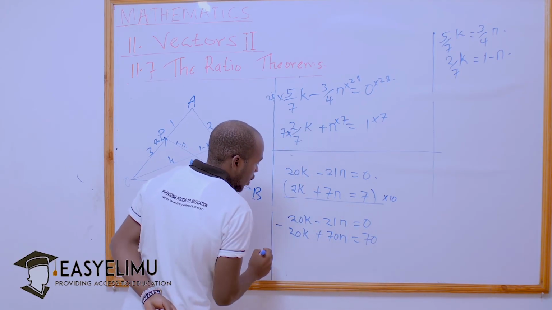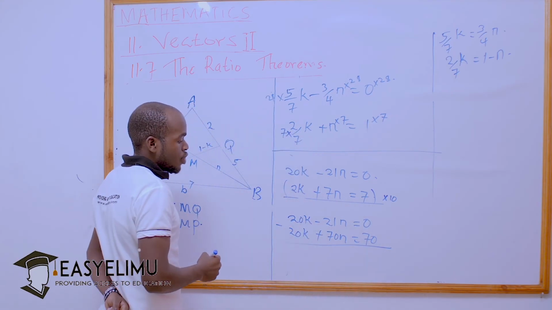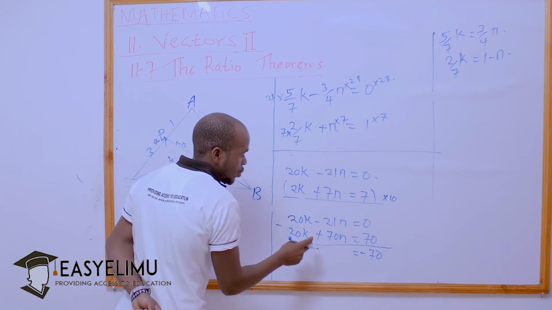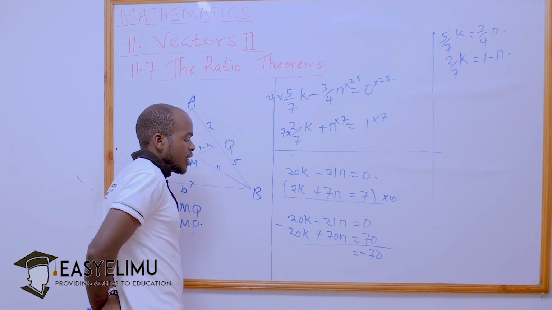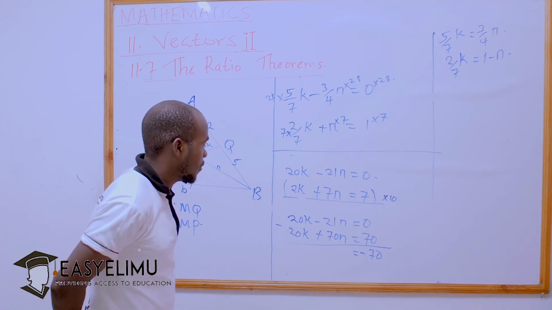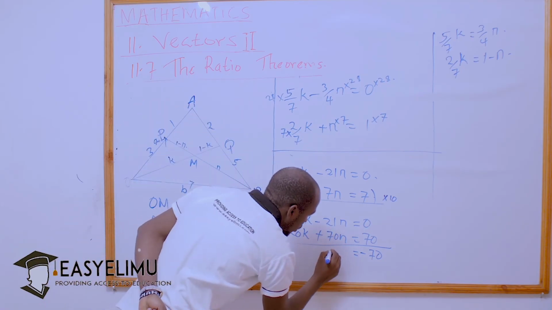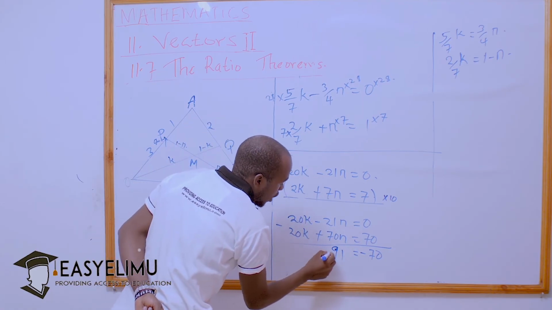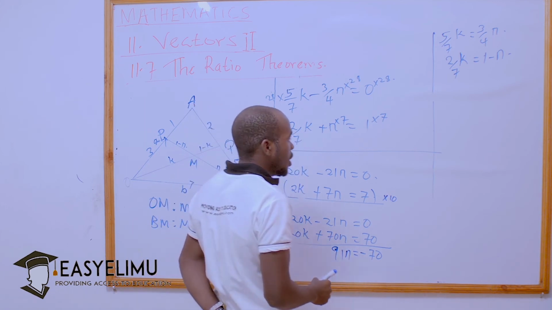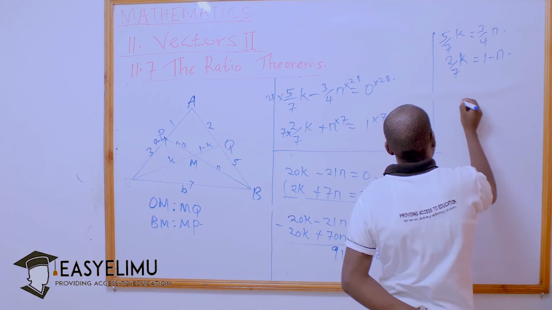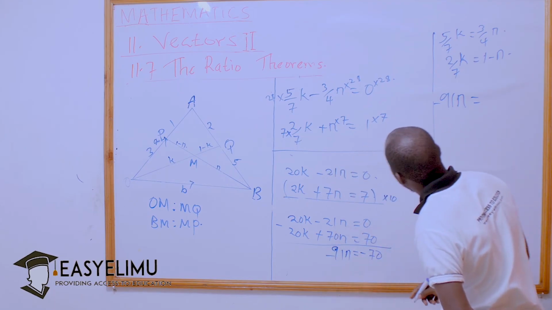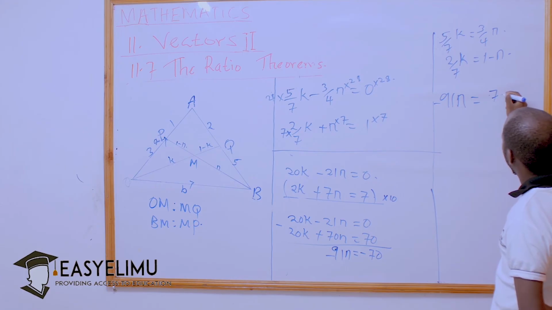So we are going to subtract, and on subtraction, we shall find 0 minus 70, we will get negative 70 is equal to 21 minus 70, you will get negative 91. So this one is going to give you negative 91, and this one will cancel out, you get 0. So you are having negative 91n. So meaning that negative 91n equals to, is it negative? Yeah, negative 91n is equal to negative 70.